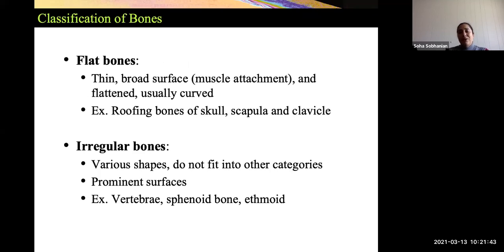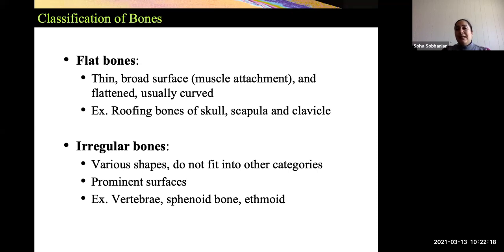Flat bones are a little more difficult to explain when comparing them to long bones and short bones. Flat bones typically have two characteristics. One, they are usually flat, as in they are relatively thin. By flat, I don't mean a flat surface. The thickness of the bone is pretty thin, and they usually have a curvature to them.